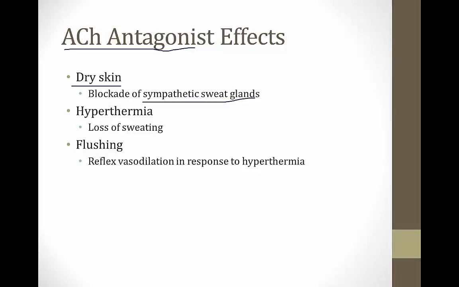When you can't sweat, you've lost one of your main mechanisms to dissipate heat. So as a result, you would get very warm. You'd have hyperthermia and an increased temperature. And this is a direct result of losing your sweat. When your body temperature goes up and you can't sweat, your skin will begin to vasodilate in response to the hyperthermia. This is a local reaction and this will make you flushed.